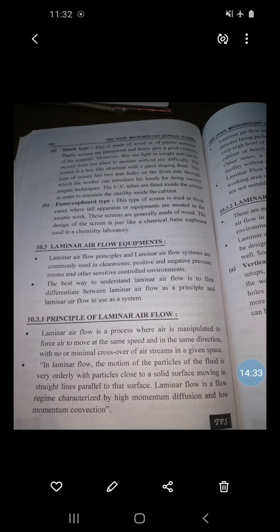Then the principle of laminar airflow. Laminar airflow is a process where the air is manipulated to force air to move at the same speed and in the same direction with no or minimal crossover of air streams in a given space.